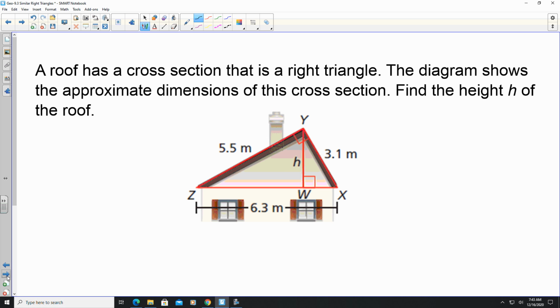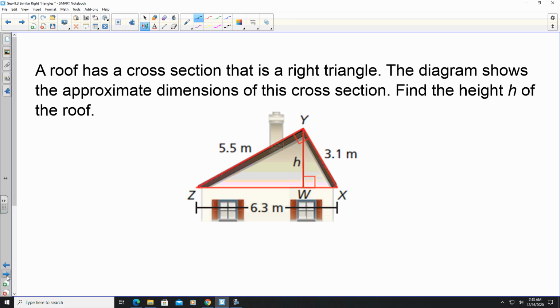So here it says a roof has a cross section that is a right triangle. The diagram shows the approximate dimensions of this cross section. They want you to find the height H of the roof. Okay, so how you go about solving these different problems, because we have it given the altitude.